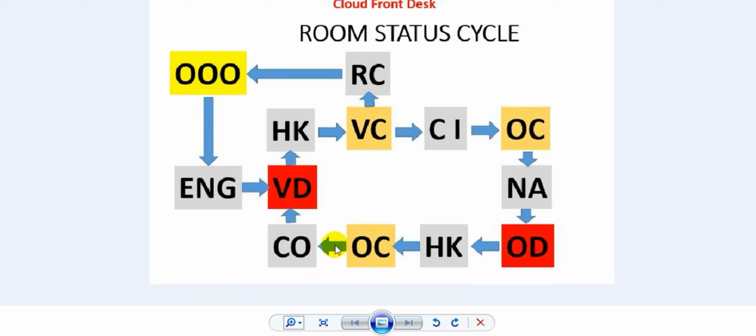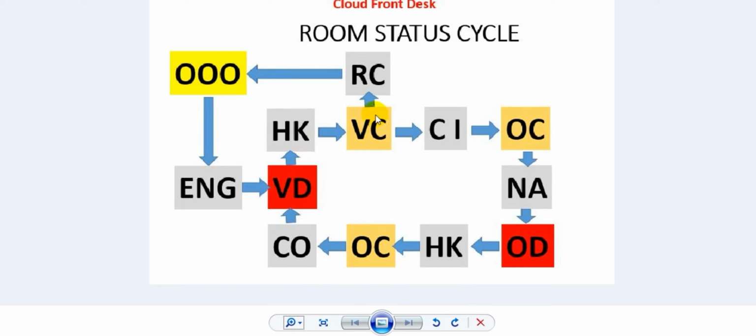Then after vacant dirty, there is another order from housekeeping to clean the room so that it becomes clean again, vacant clean. The cycle repeats like that, as long as it's running normally and there are no damaged rooms. Now it will continue to rotate.